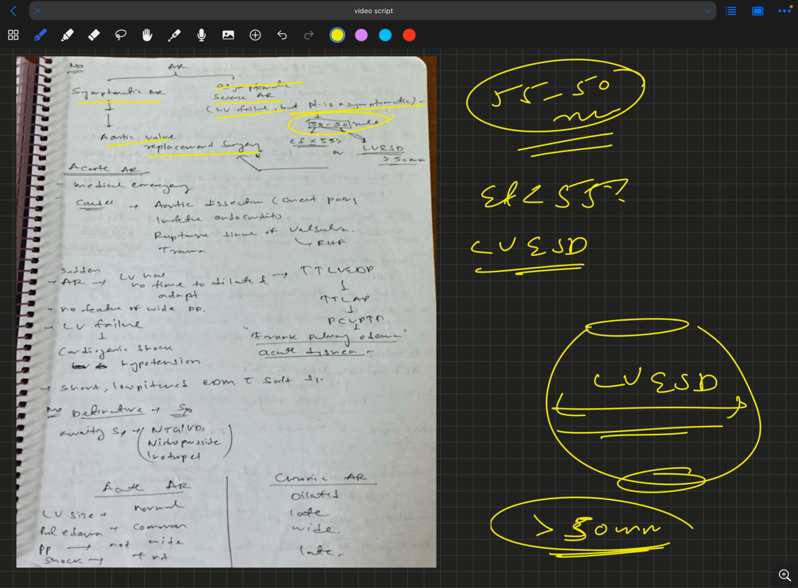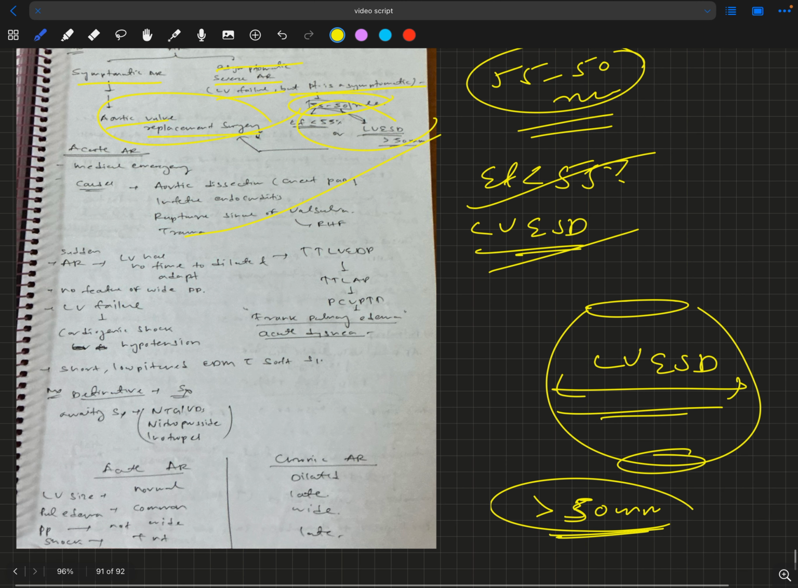Symptomatic AR will get aortic valve replacement surgery, but in case of asymptomatic severe AR, by this 55-50 rule, ejection fraction less than 55% or left ventricular end systolic diameter more than 50 mm is also an indicator for aortic valve replacement surgery. Acute AR I have discussed.